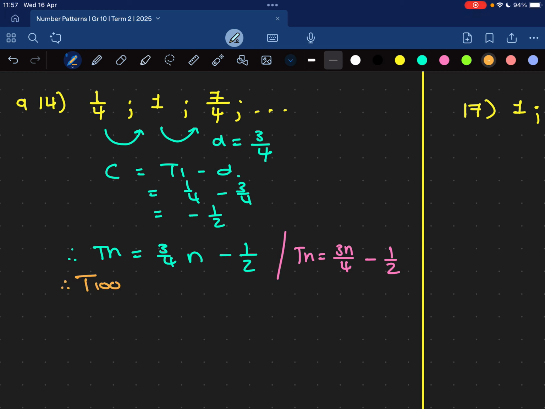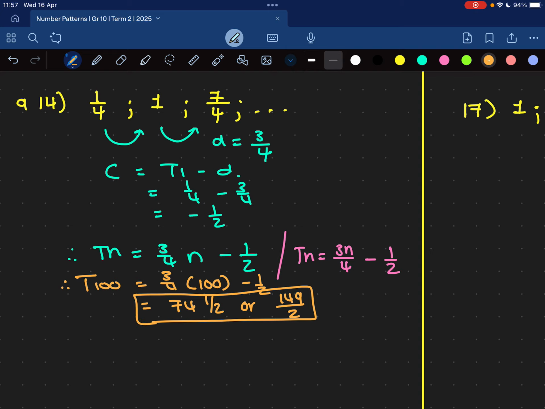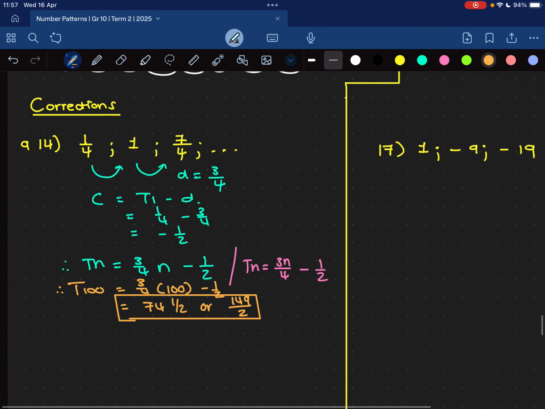So T100 will be 3 over 4 times 100 minus a half, which is just going to be 74 and a half. Okay, if you don't want to leave it as a mixed number, you can also leave it as 149 over 2. Okay, so there's your answer for T100.